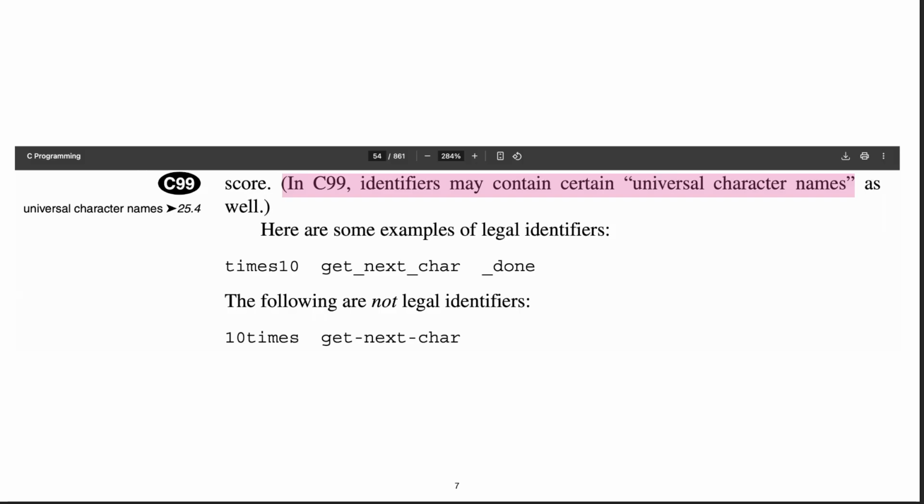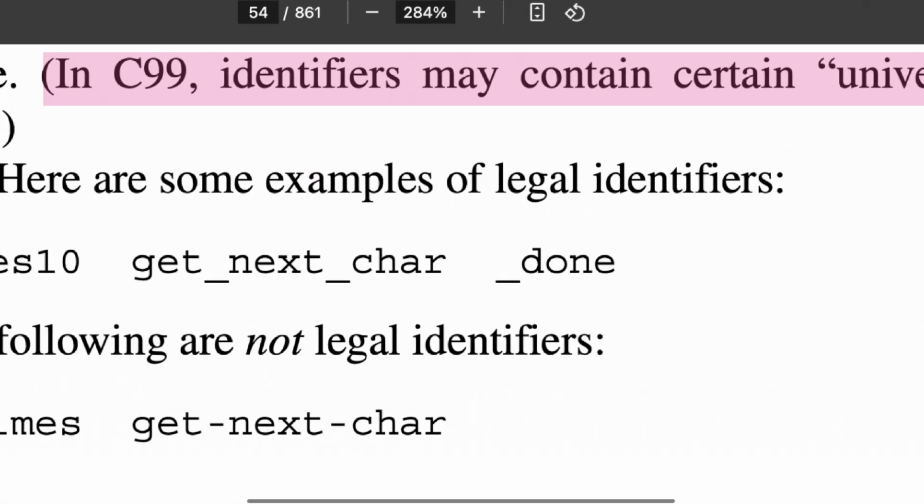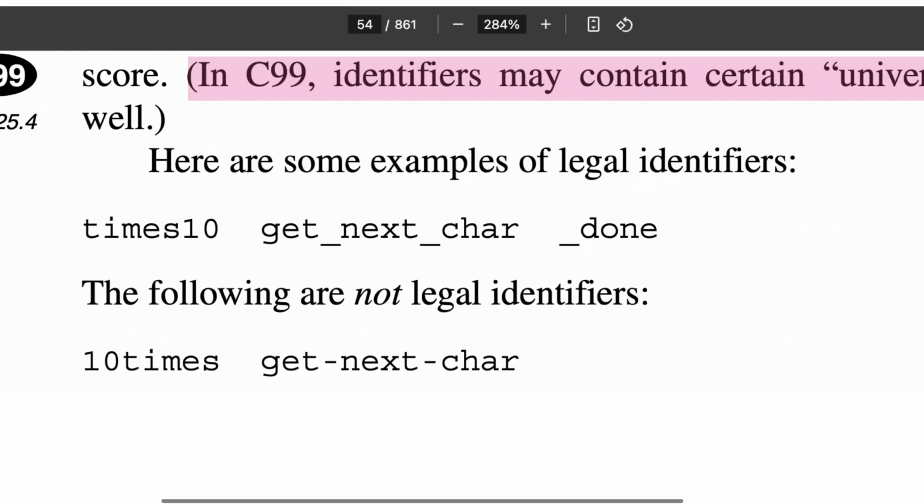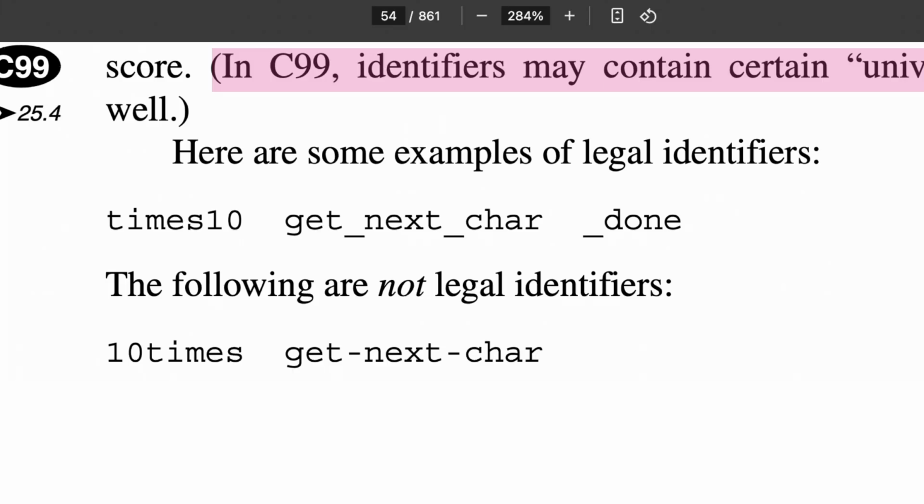And these are some examples of legal identifiers, if you can observe, like times10, get_next, get_next_char. Generally the underscore character is used to separate the words. And these are illegal identifiers, because it is clearly mentioned that the identifier must start with a letter or an underscore. And then again, you can see the hyphen here, we cannot use this hyphen. This is an illegal character. So these are some of the illegal identifiers.